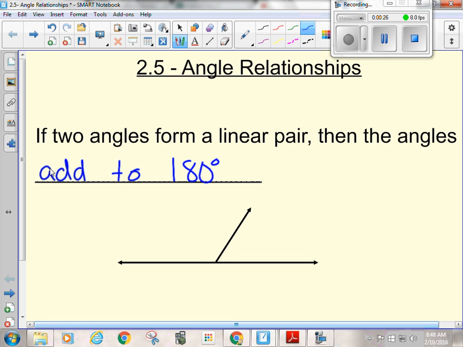So if I have an angle here at 140, this one has to be 40 degrees. They have to add together to 180. Remember, the definition of a linear pair is that they have the same vertex and they share a side. So a linear pair also happens to be supplementary, but just because two angles are supplementary does not make them a linear pair. Okay, so keep that in mind. Linear pair makes them supplementary. Supplementary does not make them a linear pair.